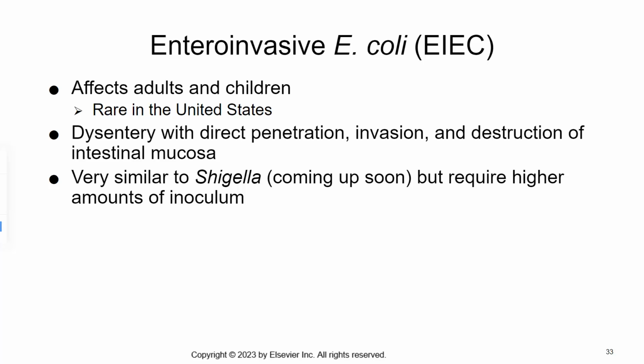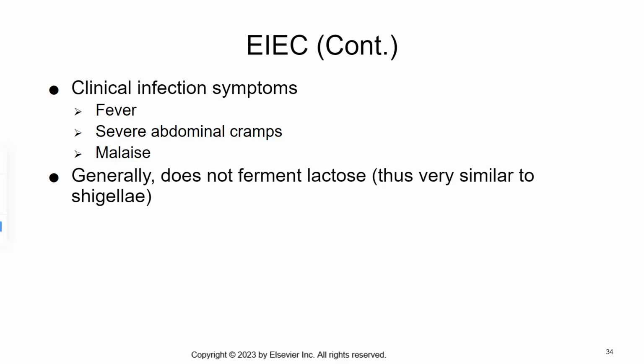Enteroinvasive affects adults and children, but it's rare in the United States. Dysentery with direct penetration, invasion, and destruction of intestinal mucosa. It's very similar to Shigella, but will require higher amounts of the inoculum. So in order to get this infection, you have to have like 1 million bacterial cells before you'll actually start to have symptoms, while Shigella has a much lower infectious dose. Clinical infection symptoms: fever, severe abdominal cramps, malaise; generally does not ferment lactose.